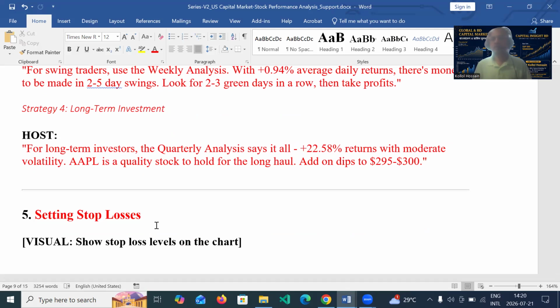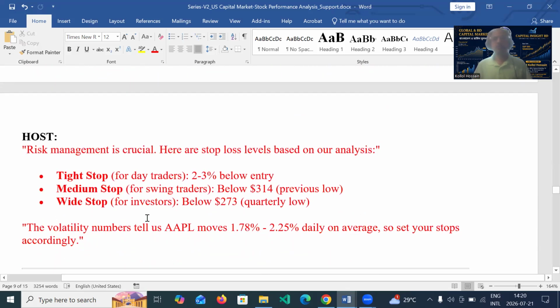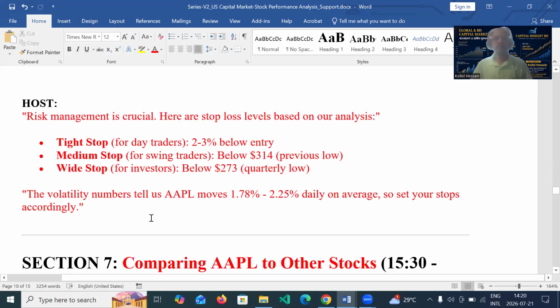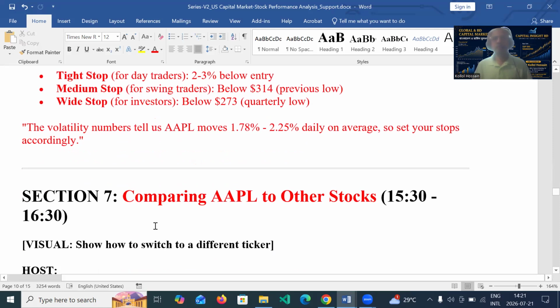Add on dips to 295 to 300. Setting stop losses. Risk management is crucial. Here are stop loss levels based on our analysis. Tight stop for day traders, 2 to 3% below entry. Medium stop for swing traders, below 314 previous low. Wide stop for investors, below 273 quarterly low. The volatility number tells us Apple moves 1.78% to 2.25% daily on average. So set your stops accordingly.